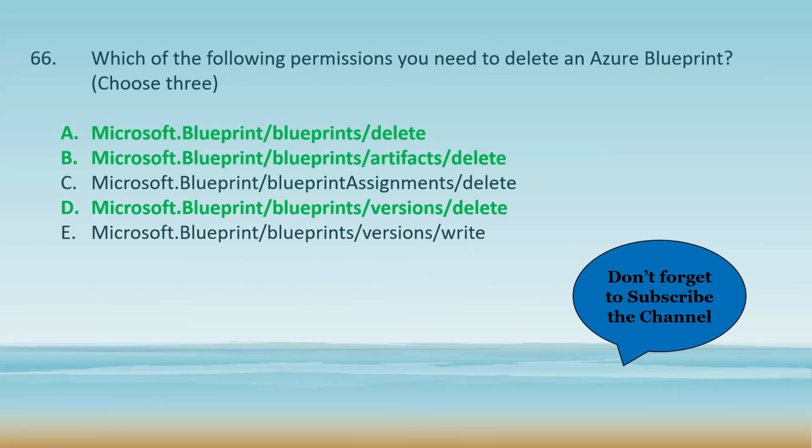Now, option C is the permission that is needed to unassign a blueprint, and option E is the permission needed to publish a blueprint. Whenever you have such questions where you need to choose the permissions, look carefully at the options that have been given, as all the options are almost similar. If you look at this question clearly, in all 5 options the first half is the same. So make sure you are reading the question till the end and then choose the options.